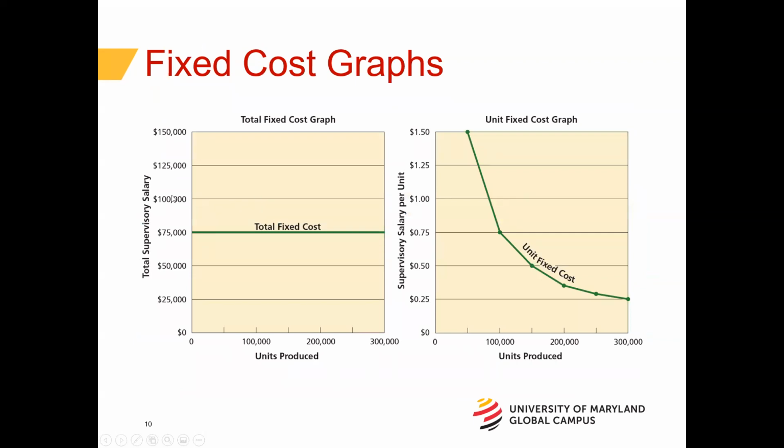Now, looking at it graphically, we can see that it's a fixed cost. It does not change regardless of the level of output. And we can also see that the more units we produce, the allocation spread of that cost becomes lower. In other words, the more I produce, the more distributed my fixed cost becomes.